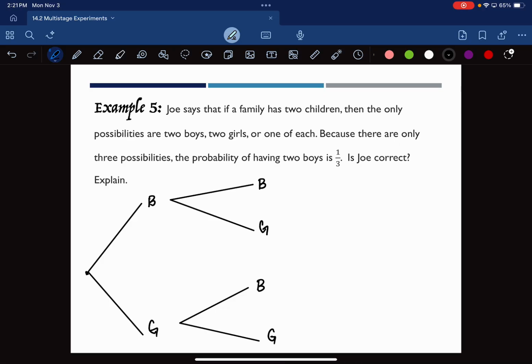He contends that there's only 3 possibilities: 2 boys, 2 girls, or 1 of each. And in some ways, that is a true statement. Agreed? These are the only options. But what error is he making in saying that it's 1/3? Because I have 4 options here. There are 4 branch ends on my tree. Why do I have 4 options and he says there are 3?